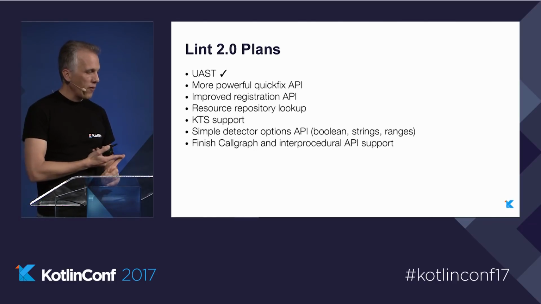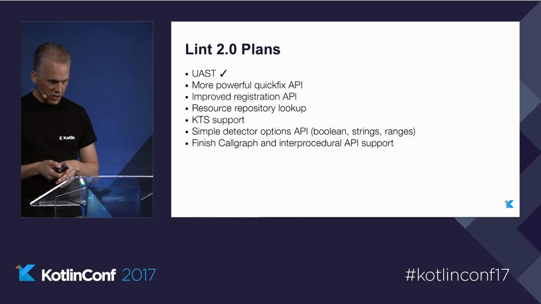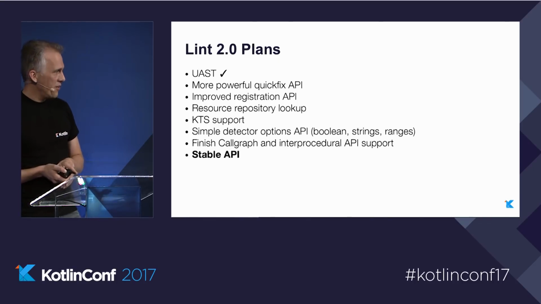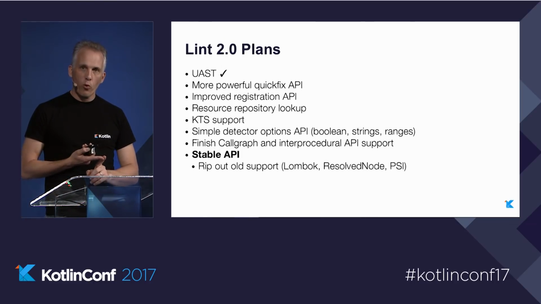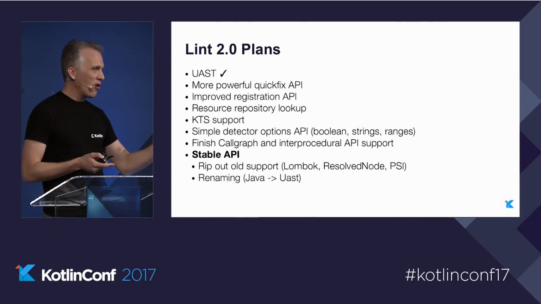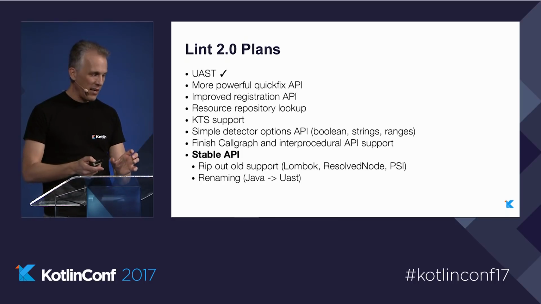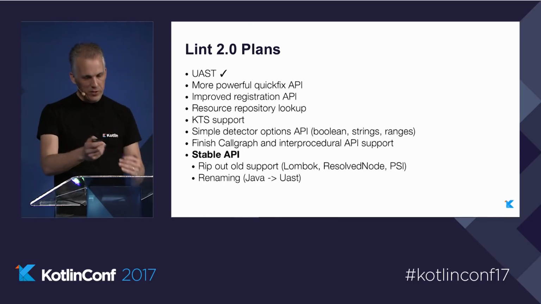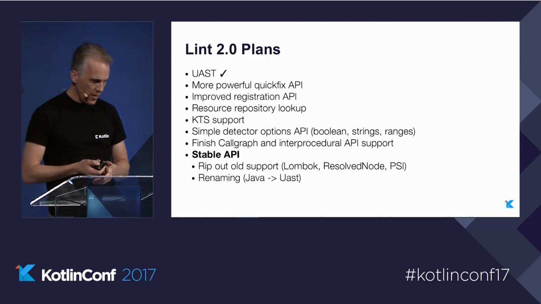I already mentioned the call graph support. That's going to be some more work, but I think we want to have that API so that Lint can really do whole program analysis efficiently. And then there's the stable API, and there's a bunch of work involved with that. We're going to rip out all the old code that we no longer want to support. We're going to rename all the places that are currently called Java. I just didn't want to rename them UAST yet because it's just going to unnecessarily break things. But when we make that big day, when we switch over to incompatible API, it's going to all be cleaned up and it'll be UAST everywhere.